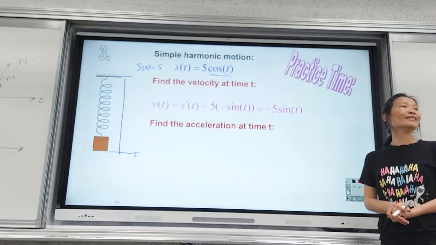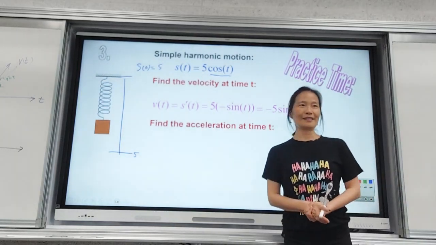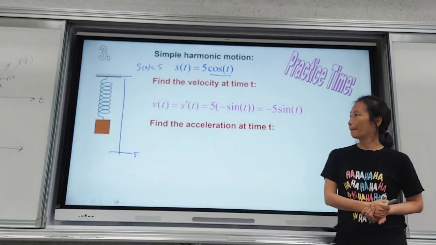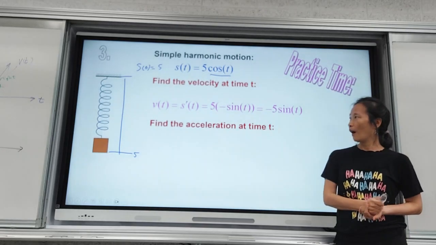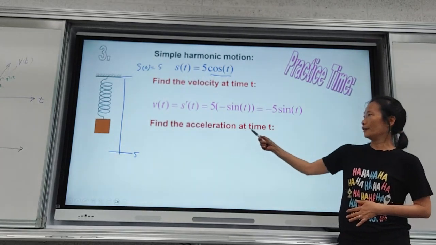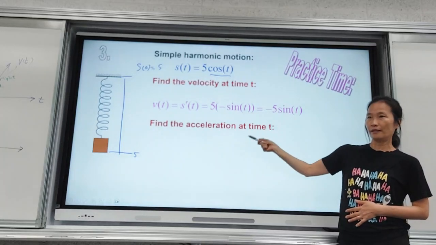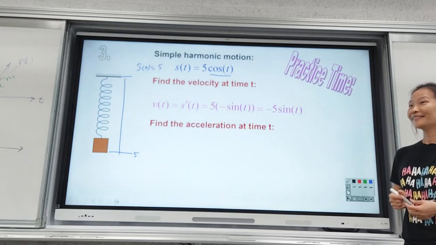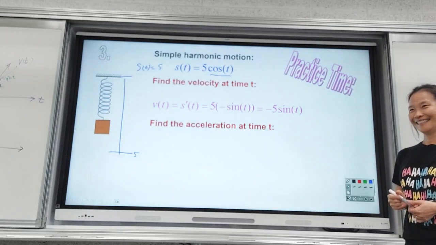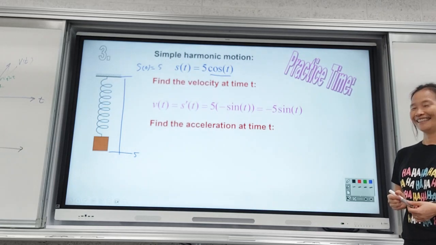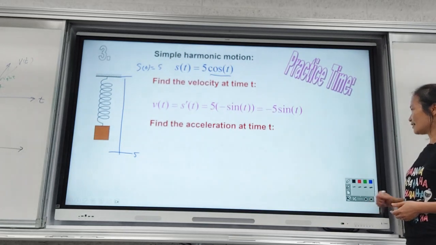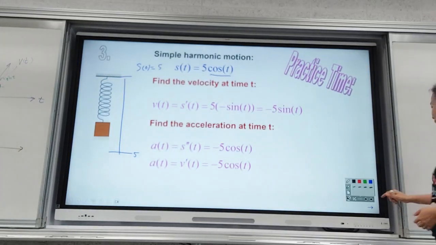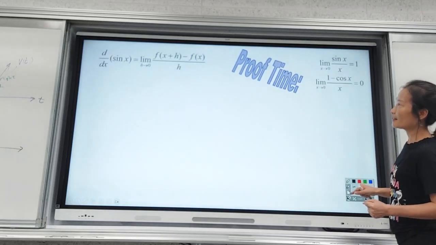Can I use product rule? Yes, I can use product rule, but it's just a little bit complicated. This is much easier. So Ethan, find the acceleration function. So differentiate. We first find the derivative of sine, which is cosine, and so it's negative 5 cosine. Very good. That's it. Okay? Differentiate that. Alright, next.